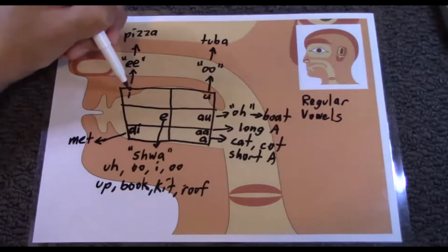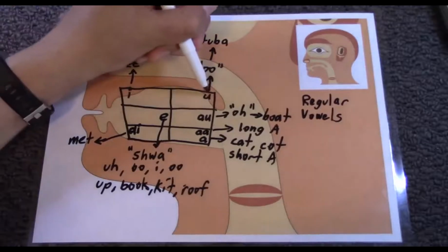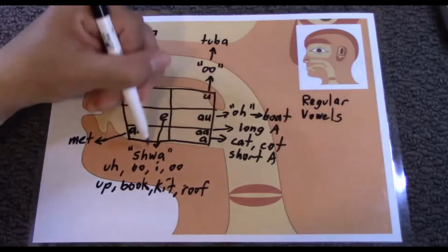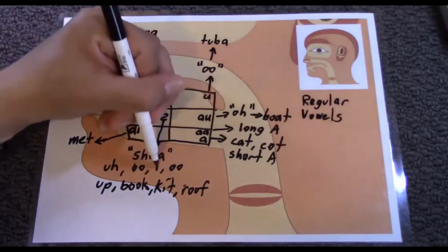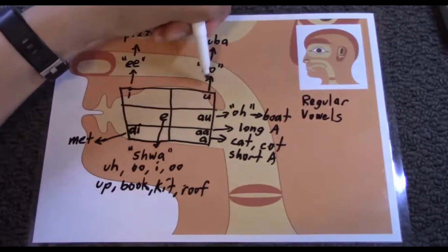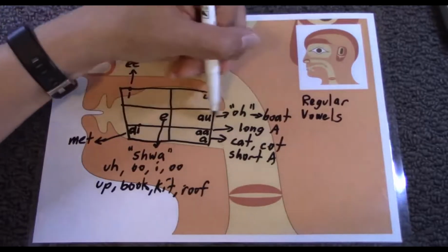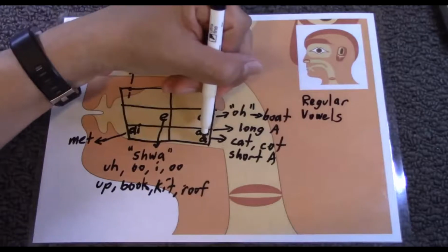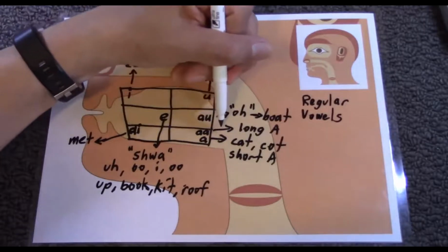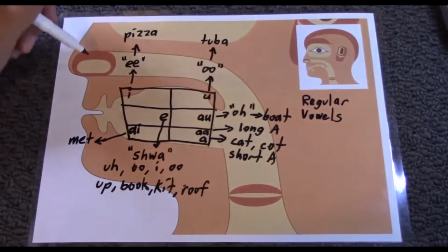So we have E, U, E, A, O, E, U. We also have an U here. We have O, A or A, and A. In the next video, we will talk about retracted vowels.